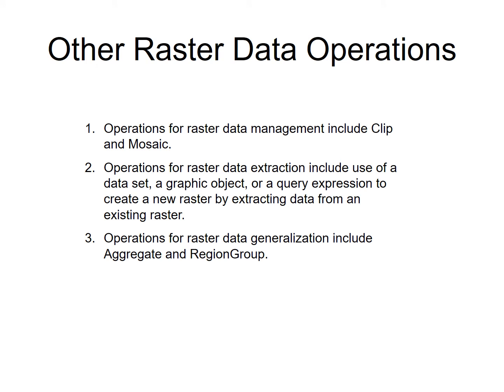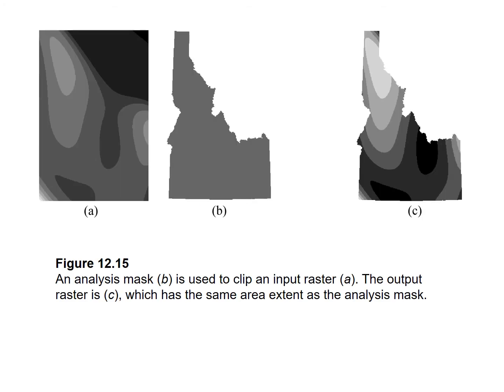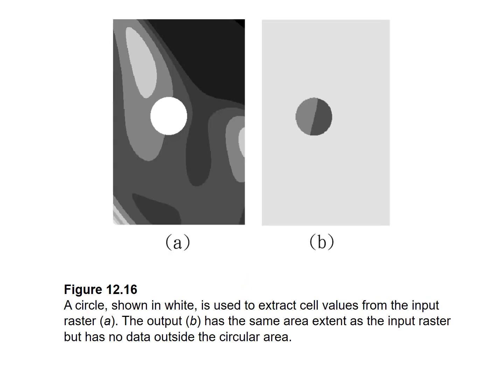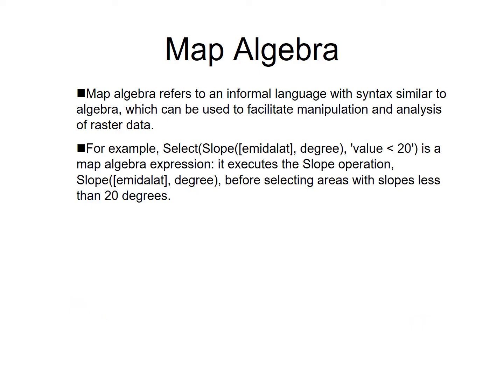Other operations would include things like clip and mosaic, raster data extraction. You can do a lot of different things with that, as well as aggregate and do regional analysis. Mask is the sort of fundamental clip concept, but for rasters. So you have a data layer A, you have a feature B that is a mask. You apply the mask to the raster, you get a new raster that only includes the area that was in the mask. Hence, the analysis is limited to the mask, or effectively you can also do this as extraction by mask. Same concept.